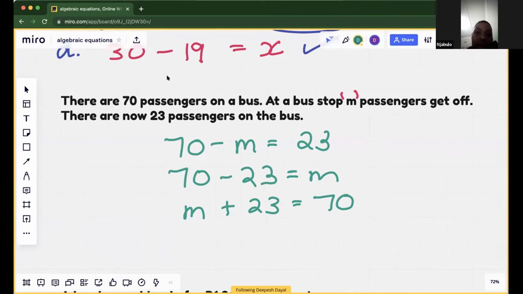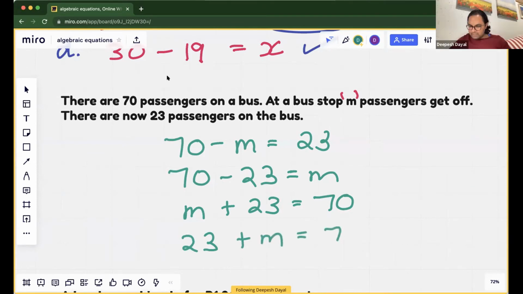23 plus M equals 70. Well done for all the tries. Okay, now let's see. Let's label them A, B, C, D. Either they are all wrong or all right, or one of them is right or whatever. I'm not saying that there is a right answer or wrong answer here, but what do you think? Is one of them right? Are they all right? What is it?